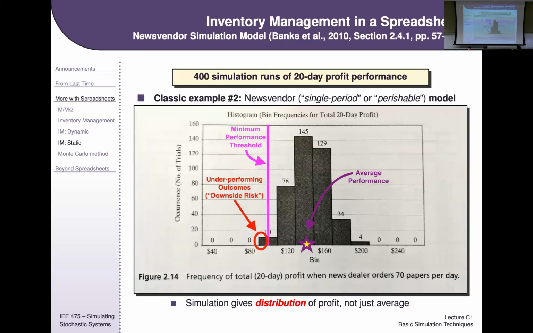The average is here. The average is whatever this is, like 150 or something like that. But if my minimum threshold for performance is 100, then I have some that do not make it to the threshold. So oftentimes when we're optimizing, we do not optimize averages. We do what's called minimizing downside risk. And so we're not quantifying where this star is, where this average is. We're quantifying the area underneath the things to the left of this line.